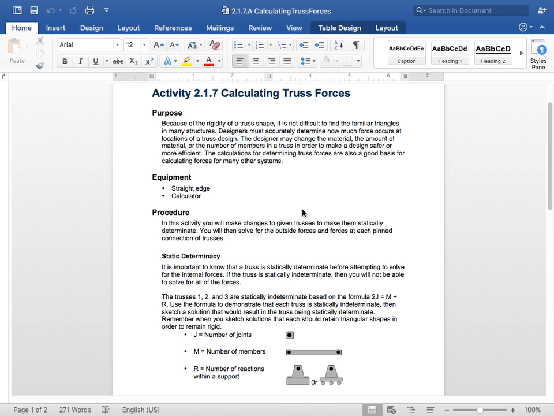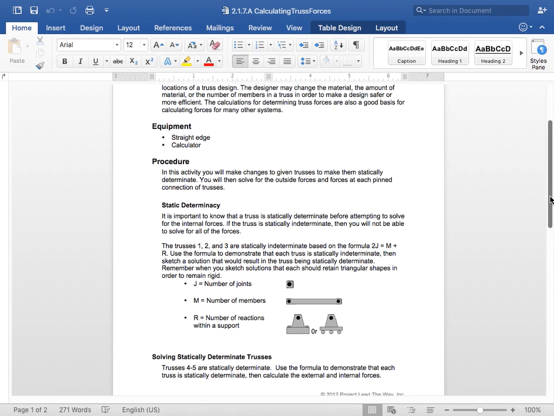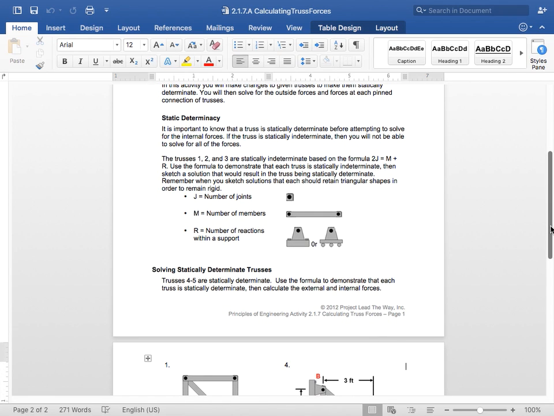Okay, this is activity 2.1.7, calculating truss forces. And I wanted to show you how to do a couple problems here so that you can finish this while I'm gone. On problems 1 through 3, there's really not a lot of work to do on those. On problems 1 through 3, those trusses are statically indeterminate. In other words, those trusses are really not any good.